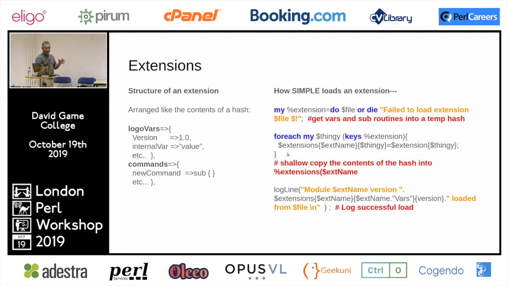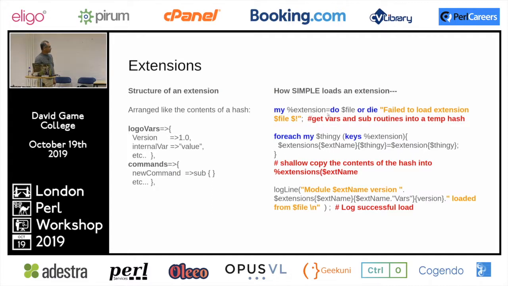And the structure of an extension that I'm doing, and this is what I'm not sure is the right thing or not, is that I'm making the extension formatted like the contents of a hash. It has a selection of variables that are internal to the application, for that extension, and a selection of commands which are all hash references to subroutines. If that command exists, it knows to execute that hash reference inside. And it loads the extension this way.